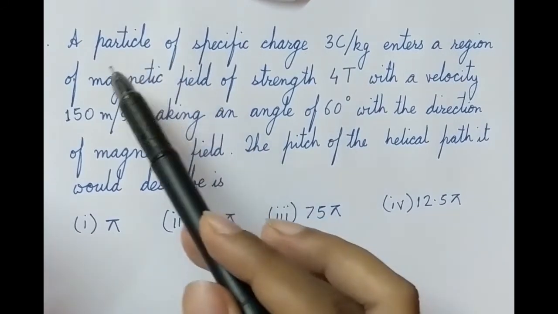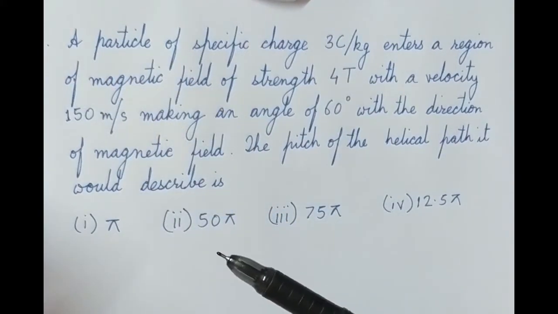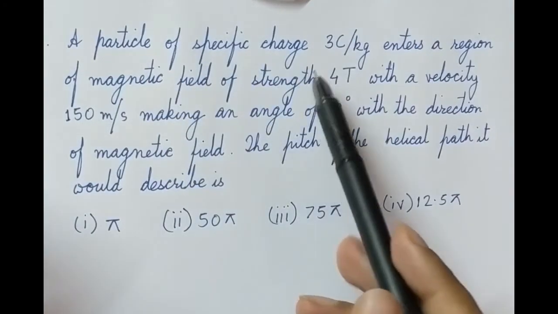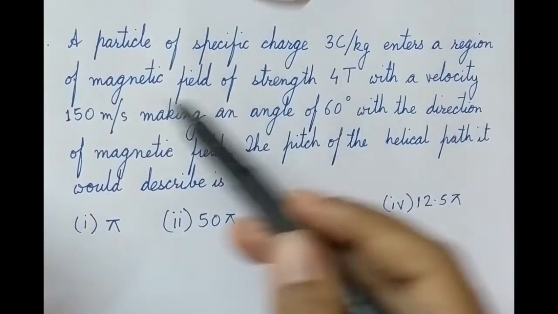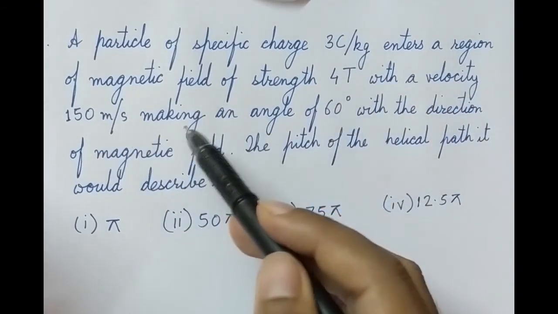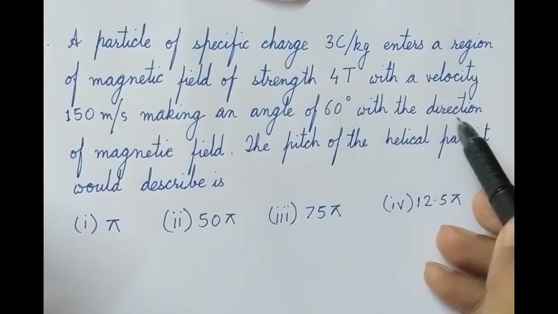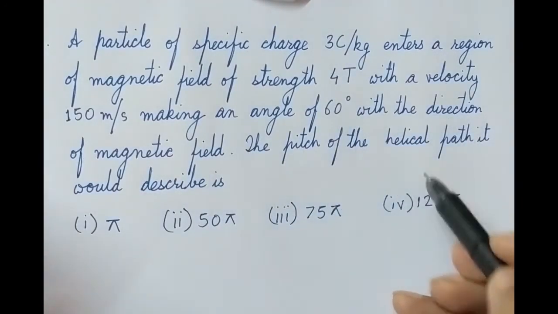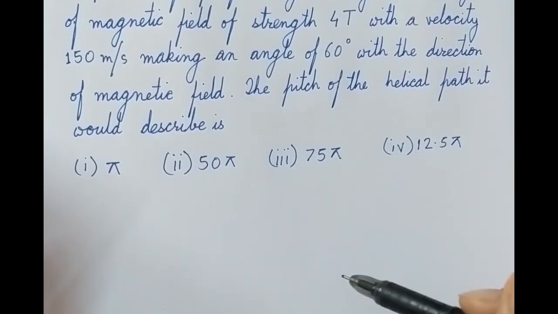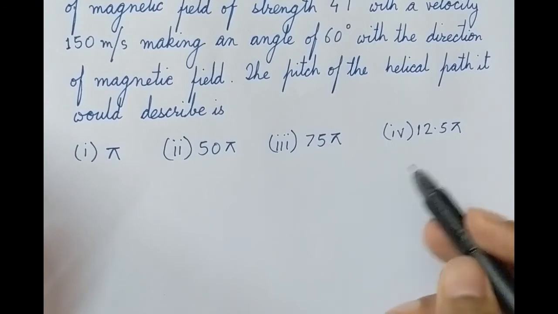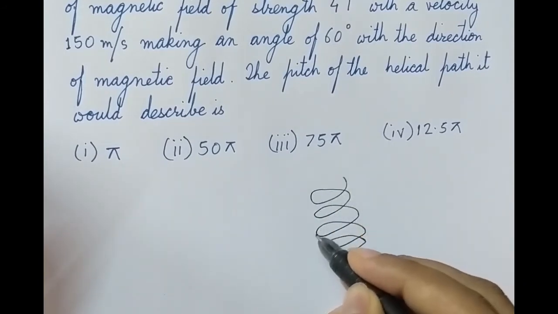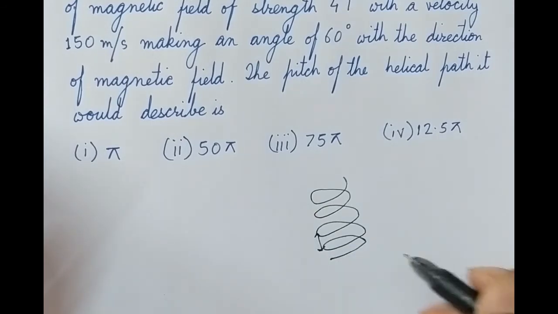For our third sum, we have a classical sum of a helical path of a charged particle. It says that a particle of specific charge 3 coulomb per kg enters the region of magnetic field of strength 4 Tesla with a velocity 150 meter per second, making an angle of 60 degrees with the direction of magnetic field. The pitch of the helical path it would describe is. Now we know that whenever a charged particle enters the region of magnetic field at an angle, then it will trace out a helical path like this. Pitch refers to the distance over here, the pitch of the helix.